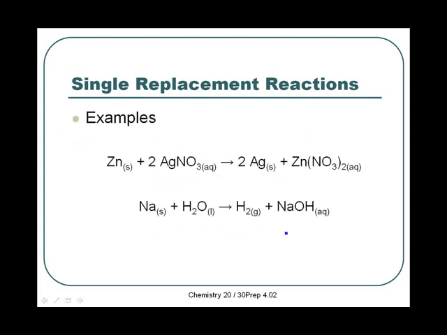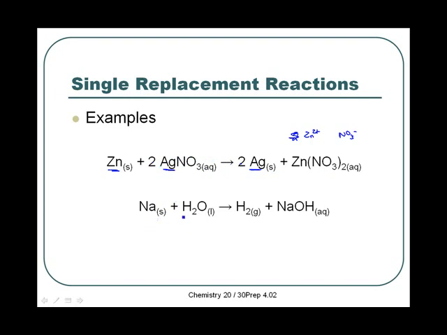And some examples. For the first one, we have zinc as an element, silver in a compound, and so they're going to switch spots. So the silver comes out as an element, it's solid. When zinc goes in, because zinc is a 2+ ion, and NO3 is a negative ion, we end up with Zn(NO3)2. And when we balance it, we note that we need 2 silvers for each, or a 2 in front of each of our silvers, and then a 2 that's applied to both nitrate ions.